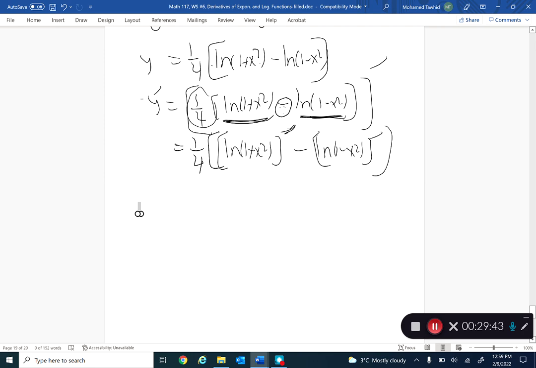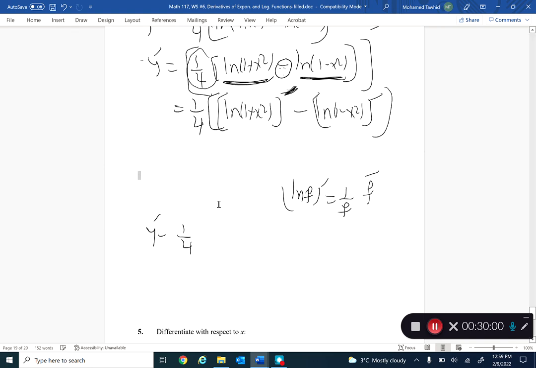Then it will be easy here. Here is the rule. The derivative of ln f, what is the derivative of this? It will be 1 over f multiplied by f prime. So here, what is your f? It will be y prime equal 1 over 4, right? What is your f here, guys? 1 plus x squared. So you have 1 plus x squared, that is your f, and then I have to multiply by 1 plus x squared prime. So that is the derivative of the first term here. Your f inside here, that is your f, right?